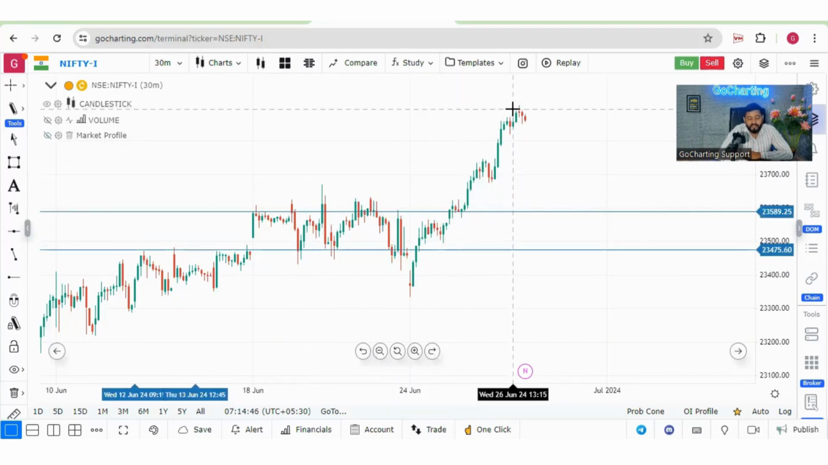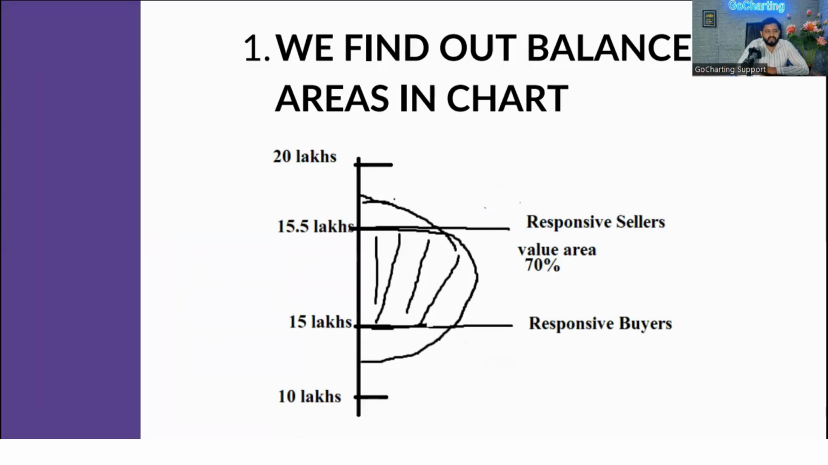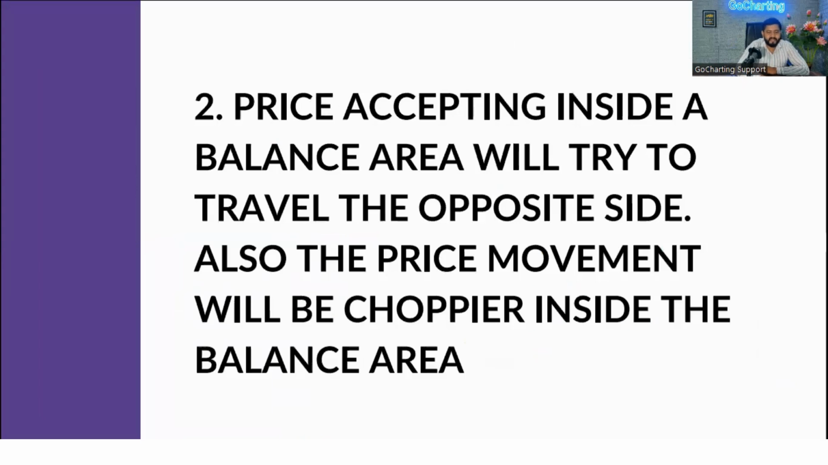Now let's look at our auction market theory rules and see whether we could have caught this move or not. So what was the first rule? That we try to find out the balance area in the chart. Now what is the second rule? Price accepting inside a balance area will try to travel the opposite side. Also, the price movement will be choppier inside the balance area. Okay, so now let's go to the chart.